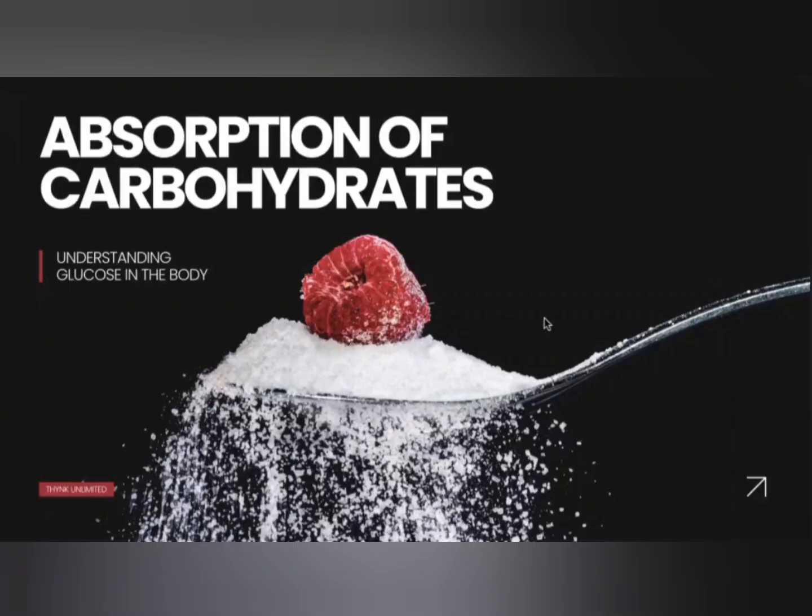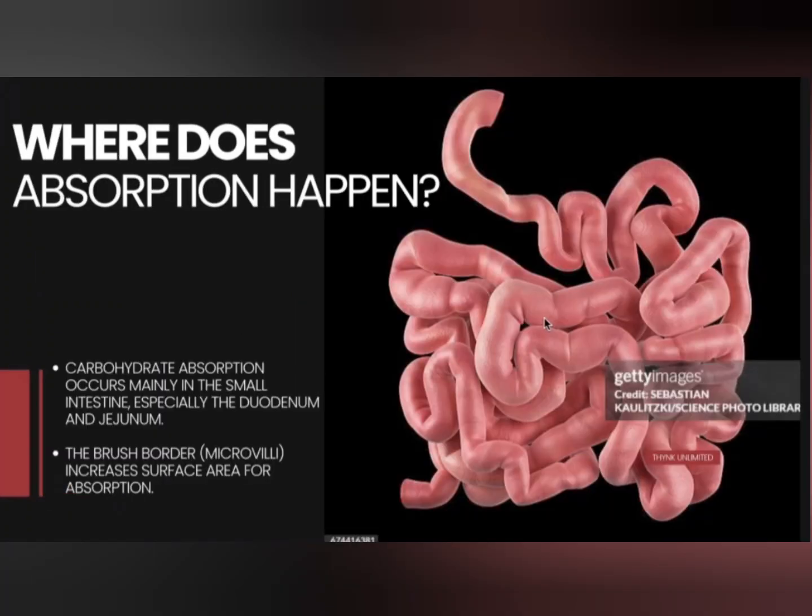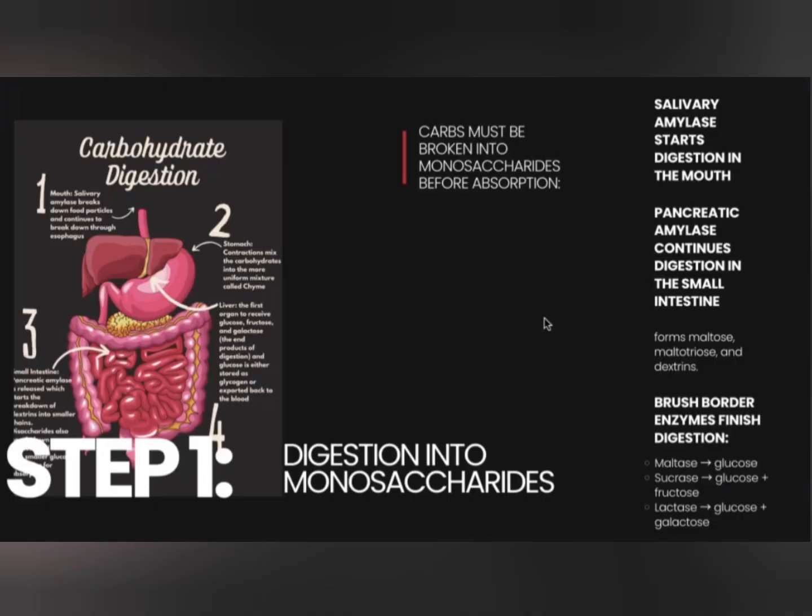Today, I'm going to briefly explain how carbohydrates are absorbed in the human body. Carbohydrate absorption mainly occurs in the small intestine, especially in the duodenum and jejunum, where the intestinal lining has microvilli that increase surface area for absorption. Before carbohydrates can be absorbed, they must first be digested into monosaccharides.